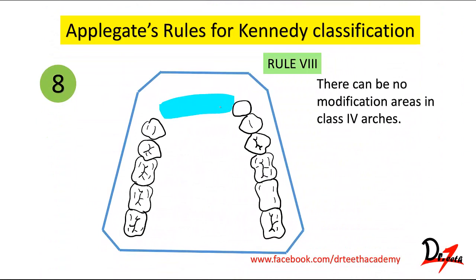Now Applegate's rule, which is rule number 8 and the final rule: there can be no modification areas in class 4 arches. Why? Because obviously class 4 is the most anterior edentulous area, right? So any other edentulous area will obviously be posterior to it. For example, if these teeth were absent, definitely they are posterior to this area, right? So according to rule 5, the most posterior area will determine the classification. So it will no longer be class 4. The classification is changing. That is why if it is a class 4 arch, there can be no modification areas in it, right?